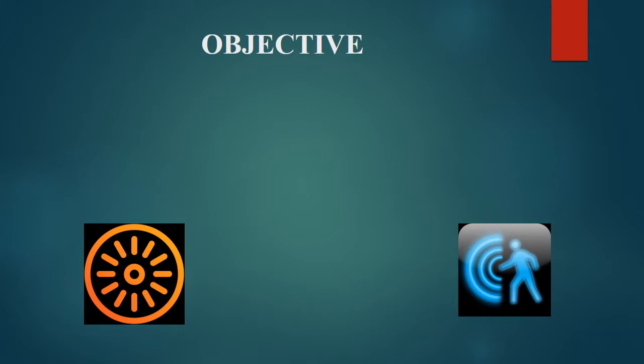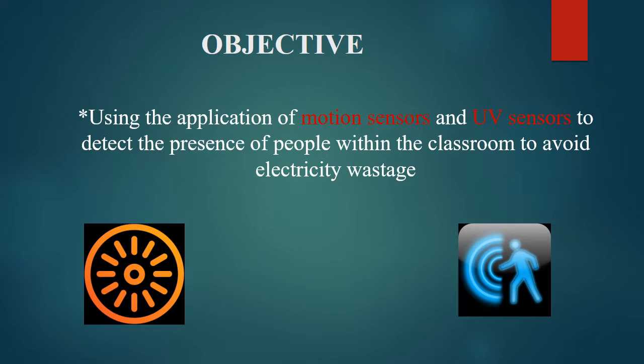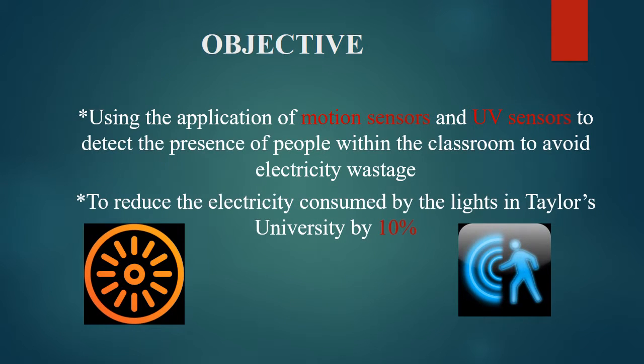So now what is the objective of our project? The objective is to use the application of motion sensors as well as UV sensors to detect the presence of people within a certain confinement or classroom in order to avoid electricity wastage. If we can do that, we are avoiding 10% of the electricity bill, because 20% of it is used on lights and 10% is being wasted.